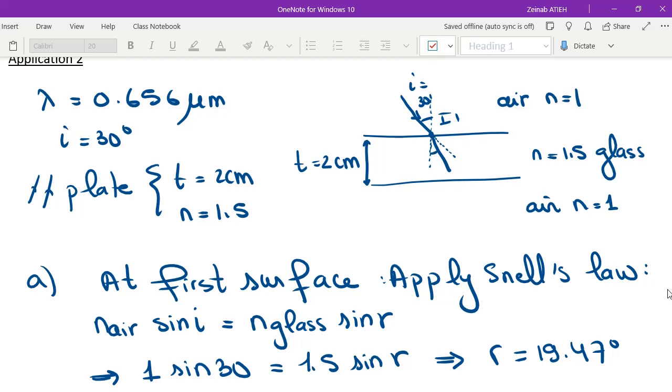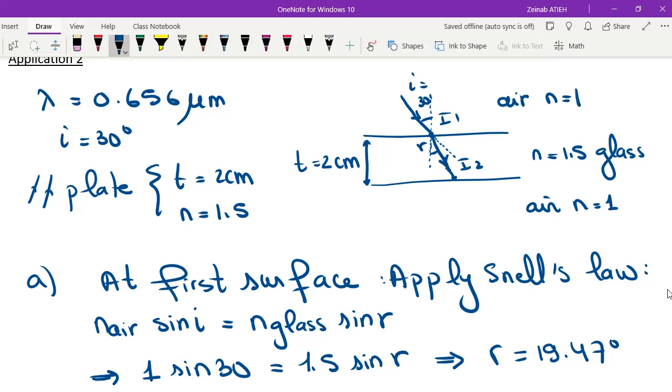Okay, this angle is R, which is 19.47. The light will travel until it arrives here. So this is I2, the point of incidence on the second surface. Now we want to see how it will emerge. Below, I want to find the angle of incidence on surface 2. So what do I do? I draw the normal. I will draw it in red. I'll draw the normal on the second surface. Where is the angle of incidence? Here it is.